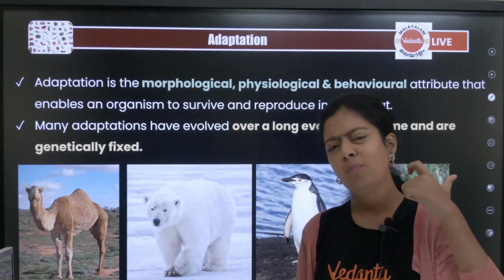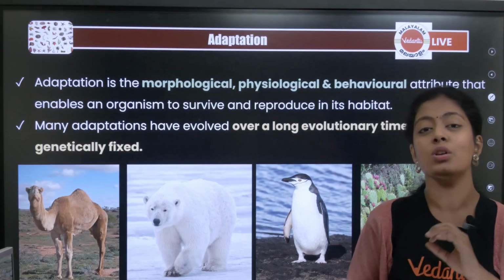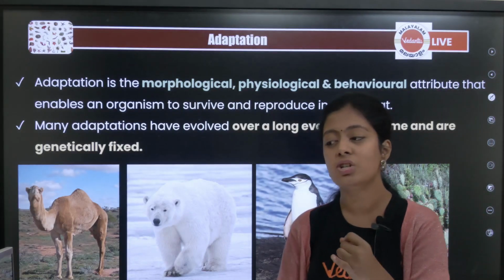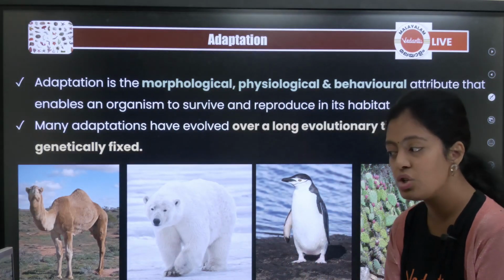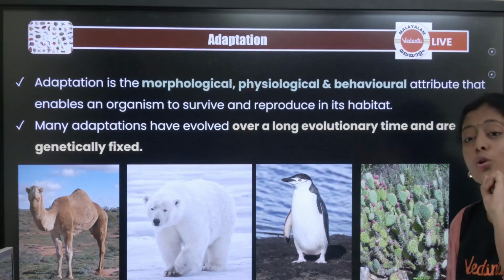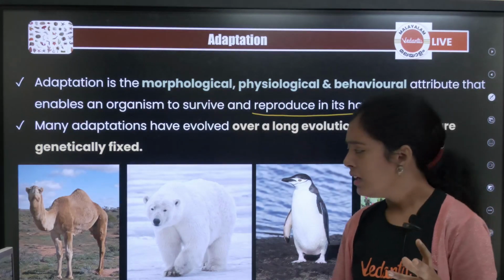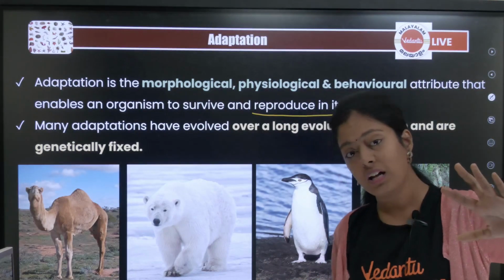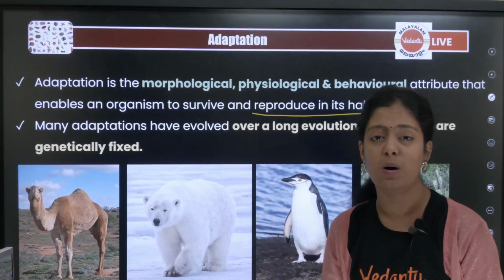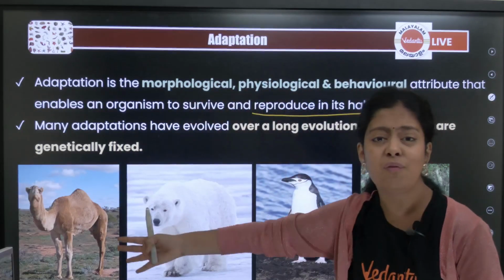Okay, now we have come to the most important part of this session, adaptation. So what is adaptation? Adaptation is a morphological, physiological and behavioral attribute that enables an organism to survive and reproduce in its habitat. See, a camel: the temperature there is very bad, and with all those sand dunes it is so difficult. But still a camel is surviving in such a tough environment.